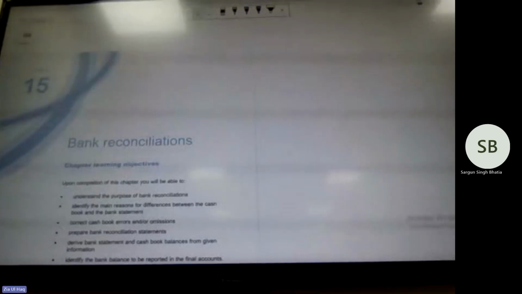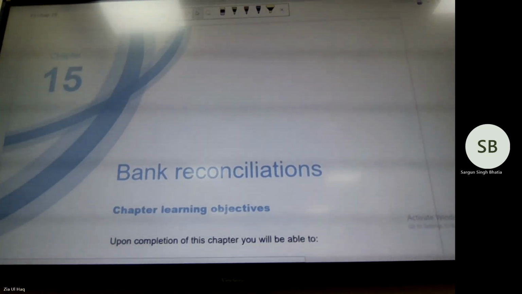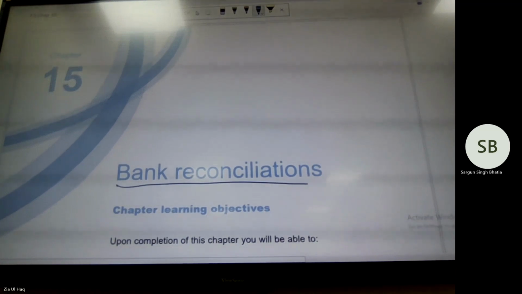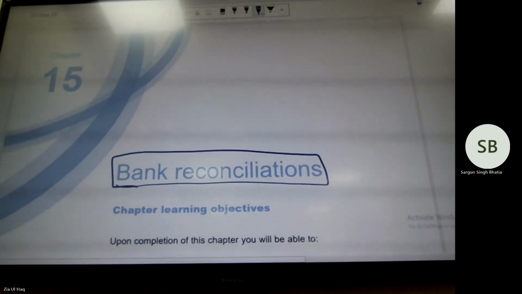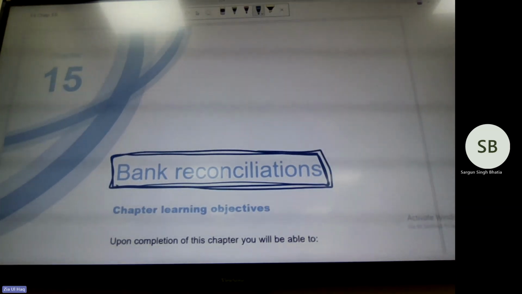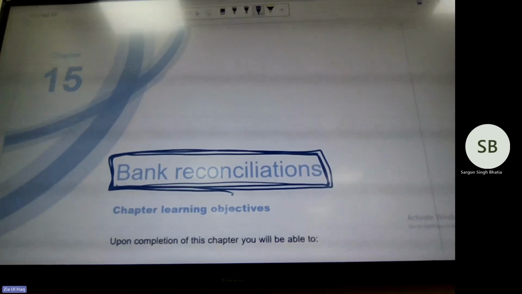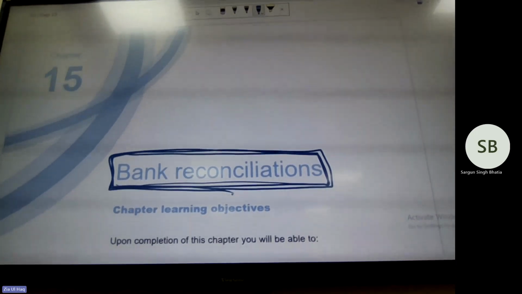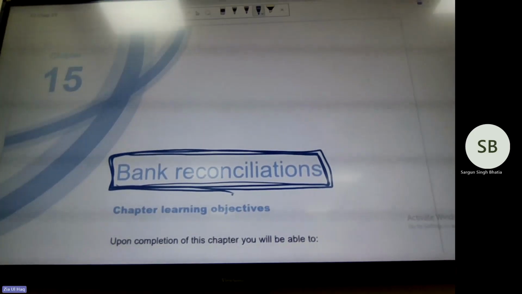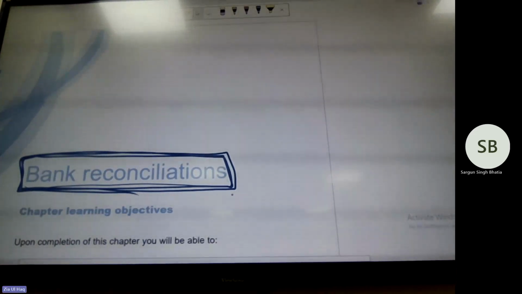We're going to start chapter 15. This is the most technical chapter of this paper, bank reconciliation. More than half of students find this chapter a little bit tricky because it's something different from the rest of the chapters. So let's see how we can cover this, either the easy or a little more difficult way. Chapter 15 is about bank reconciliation. What is bank reconciliation? Let's cover.